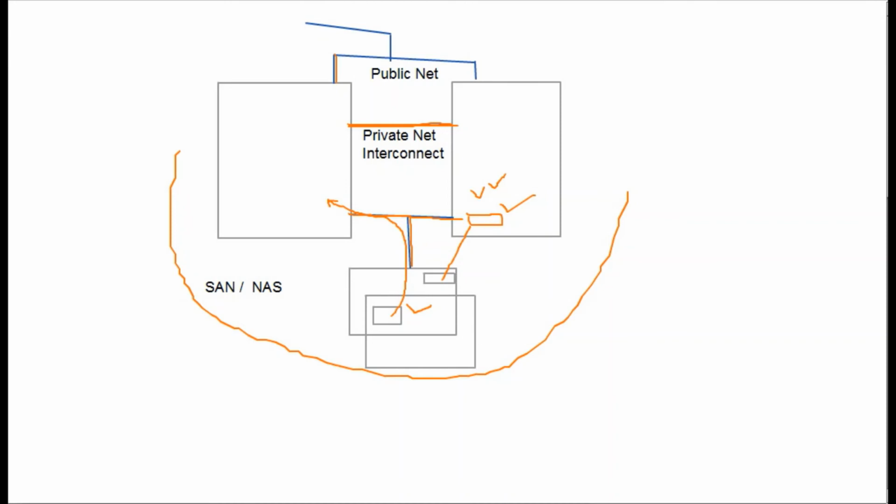So coming to database and RAC environments, what we call SAN architecture is preferred. Even you can go with NAS, but in most environments you can see SAN. Okay, so we call it SAN and NAS.